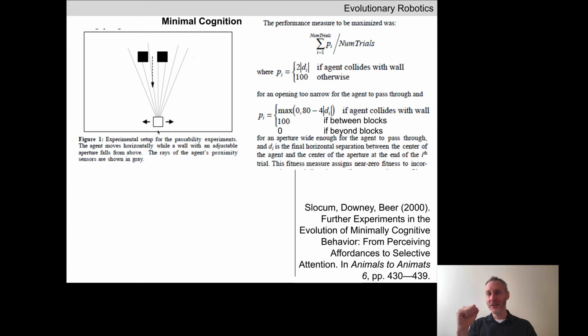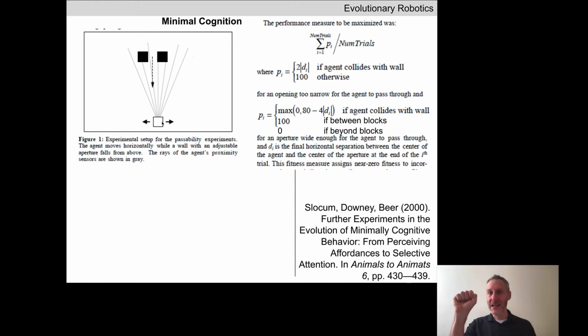CTRNNs that do not cause the robot to do what we want it to do, run away from narrow gapped objects and get between widely gapped objects, are deleted. We're going to make randomly modified copies of the CTRNNs that survive and continue this evolutionary process. Okay. How do we measure whether the robot is doing a good job of detecting passability or not?